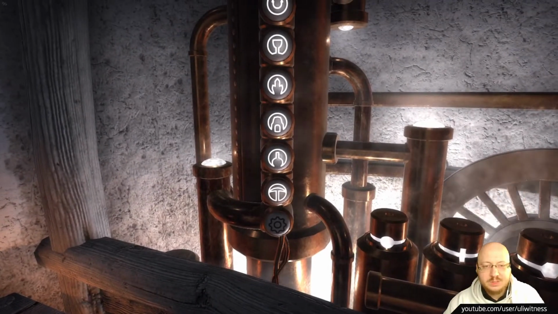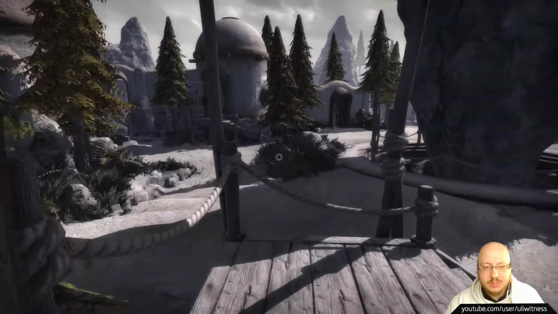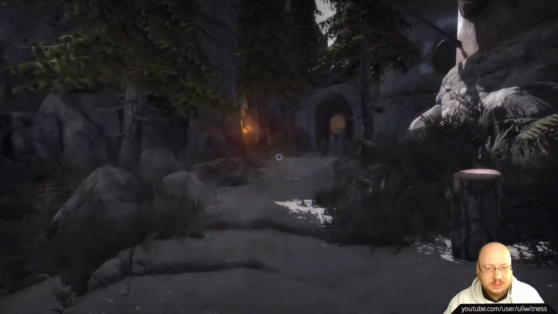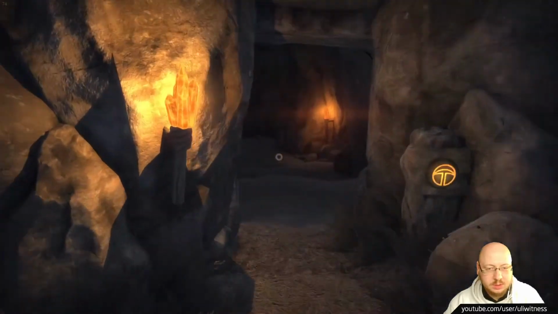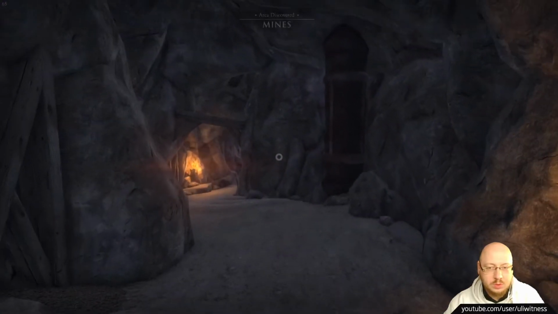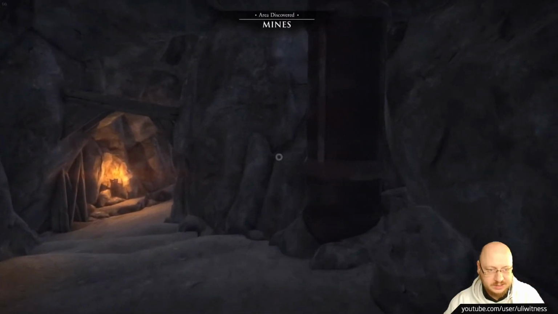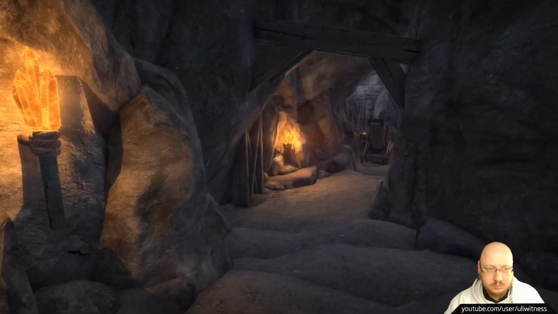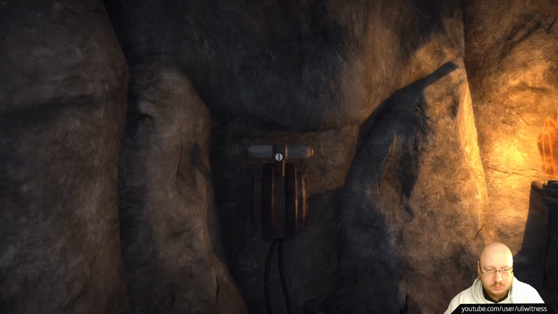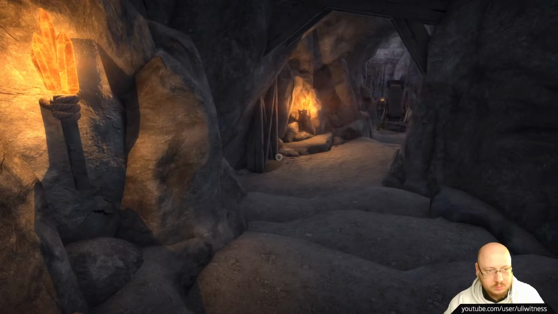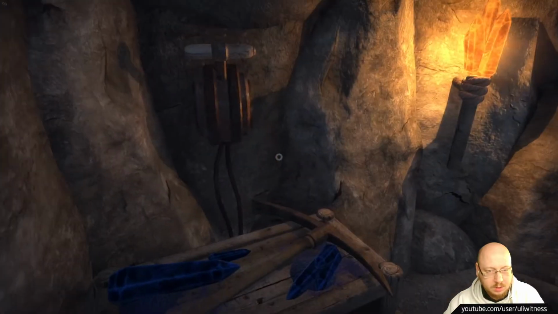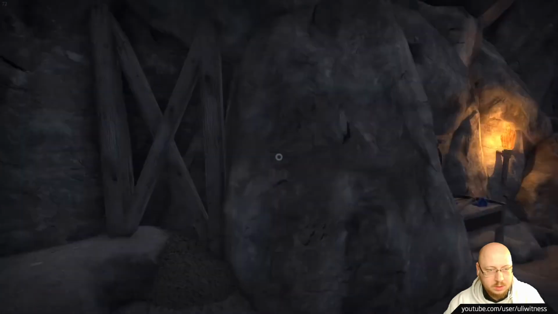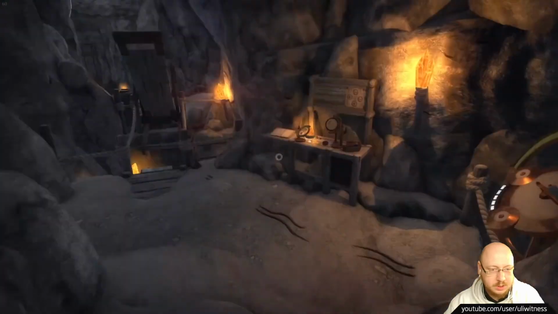Okay, now we have something in the lab and one right around the corner. So let's see what that looks like. Ooh. The mines. Okay. That's a bridge, apparently.